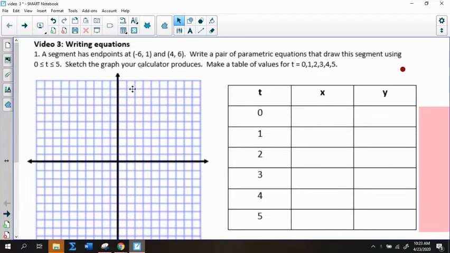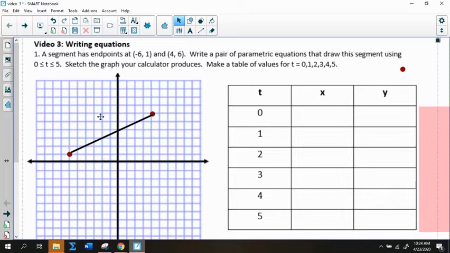So we're going to have these endpoints at -6, 1, and we have the point 4, 6. Okay, so we are trying to create a segment, and it depends on which direction we want it to go in. So I kind of drew the line like this, but realistically, we don't know which direction it's going. So we could technically start at 4, 6 and go down to -6, 1.